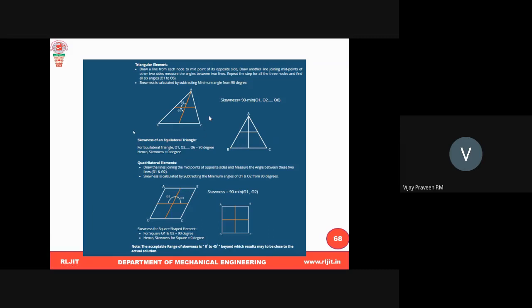Again, you come to the quadrilateral, how are we going to calculate the skewness? Again, you drop the line from between here and between the middle of this. With respect to this horizontal and vertical line, you give theta 1 and this is theta 2, like that. Therefore, skewness we are going to calculate as 90 minus the minimum angle you will get. Suppose here you get 60, here 40, here 30, here 10. So the skewness angle becomes 90 minus 10, you get 80, like that.